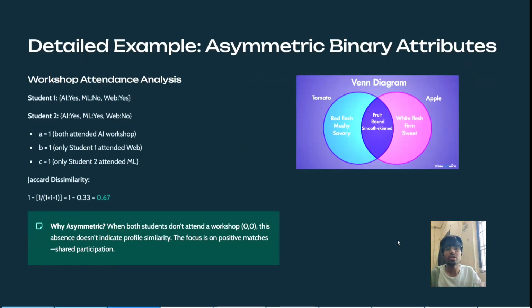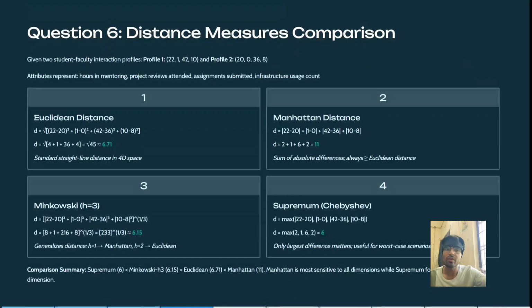So question number 6 gives us two student-faculty interaction profiles and asks us to compute four different distance measures. This is a great exercise to see how different metrics can give us different perspectives on the same data. So the profiles are given. Profile 1 is 22, 1, 42, 10, and profile 2 is 20, 0, 36 and 8. These numbers represent mentoring, project review attendance, assignments submitted, and infrastructure usage counts.